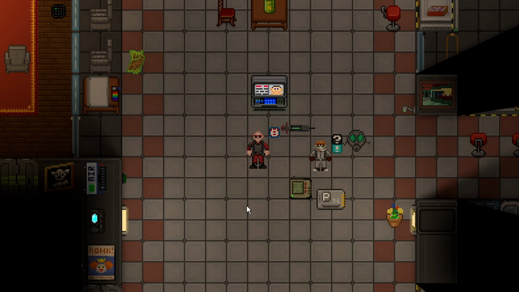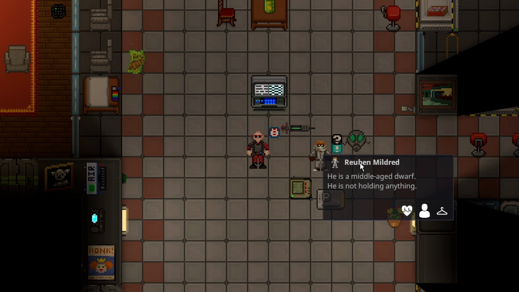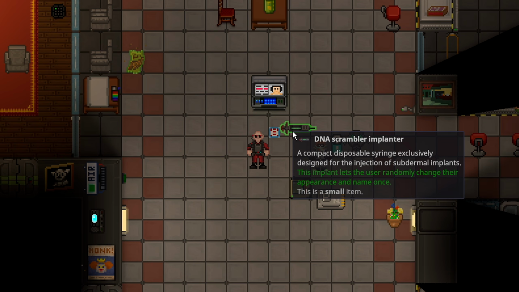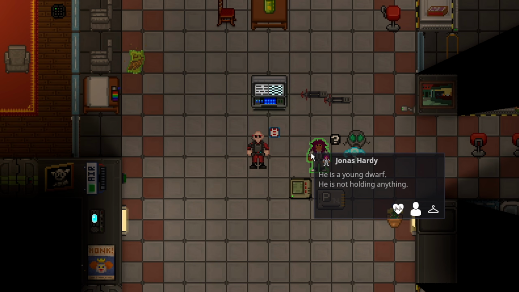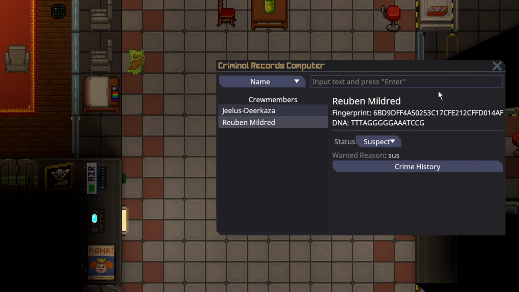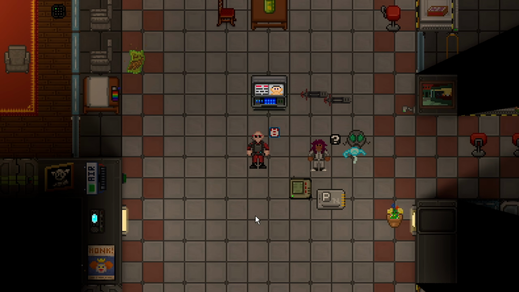Not all masks will actually cover your identity, and I think not all helmets cover it either. You just have to pay attention to yourself. If you see your name when you shift click yourself, your identity is not hidden. And there is also the DNA scrambler implanter that syndicate agents can purchase. So this person has used a DNA scrambler implant, and they have changed into Jonas Hardy. Well, I can never make this person wanted again because they don't exist on the records, so there's just no way to ever mark them as on the records.